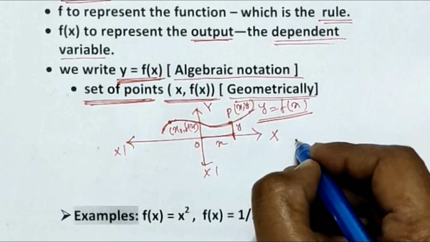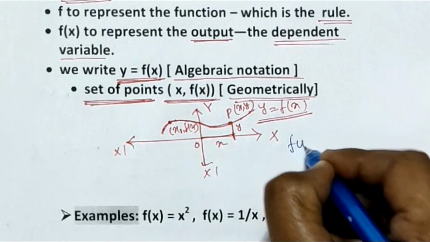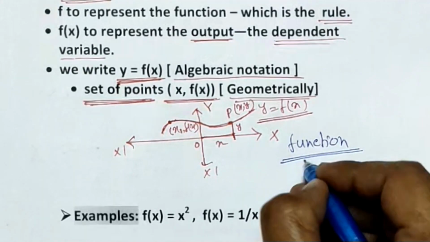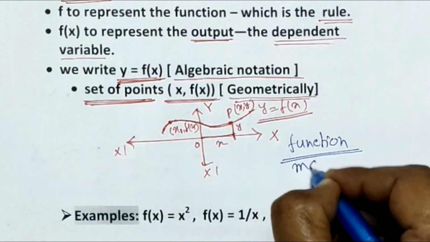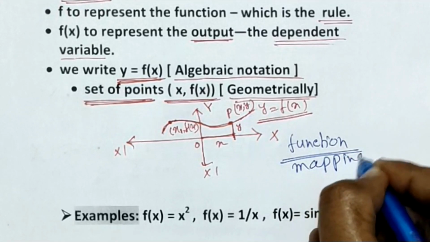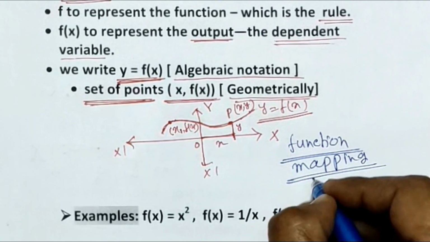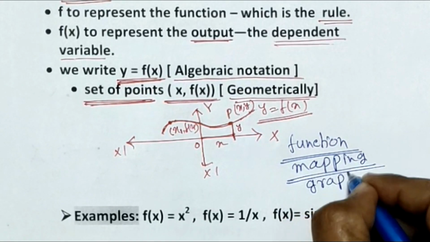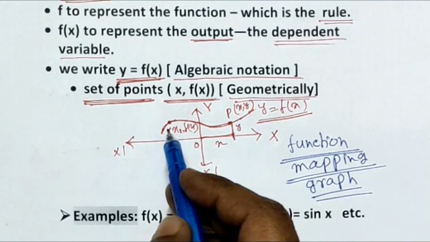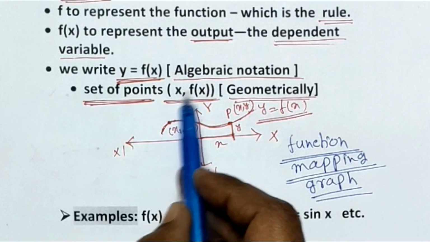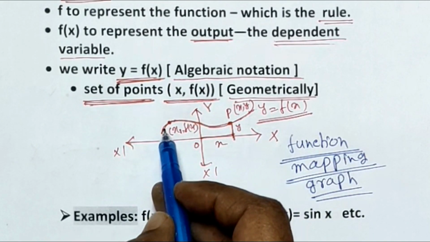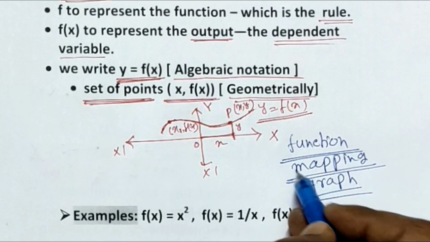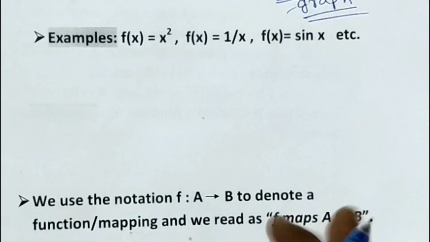Remember another thing, a function is also called a mapping, as well as a function is also called a graph. Why? For every value of the coordinates of a point we get a function. So functions are also known as mapping as well as graph.